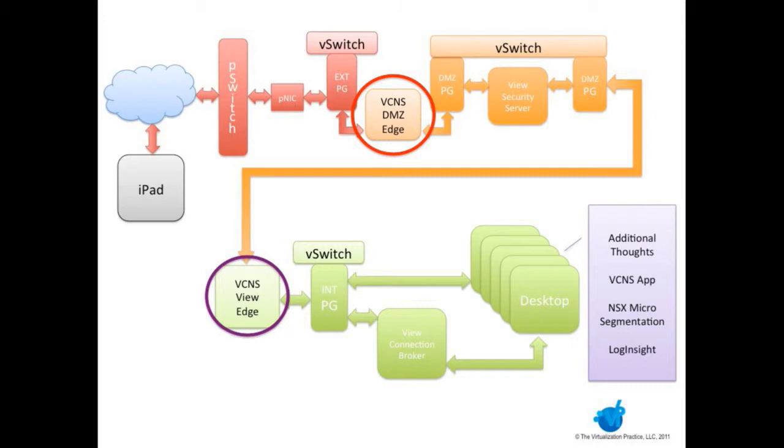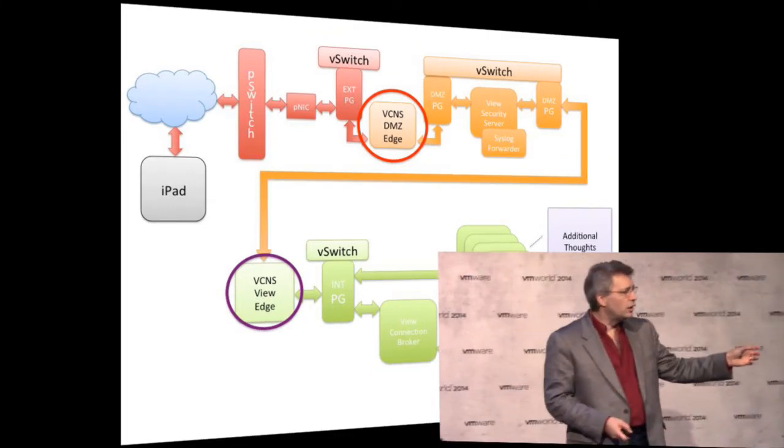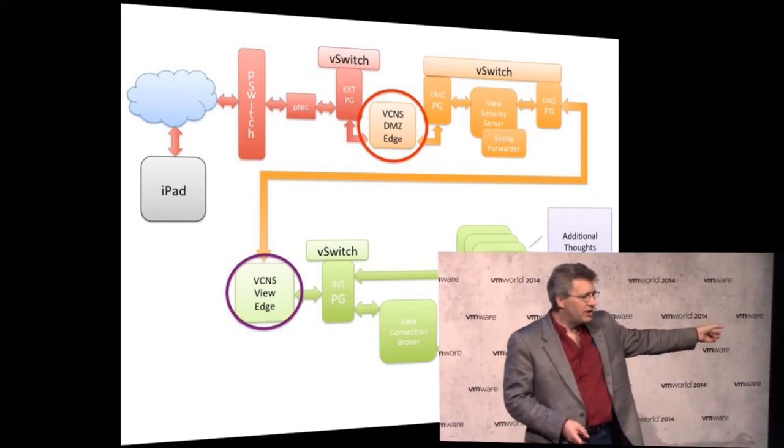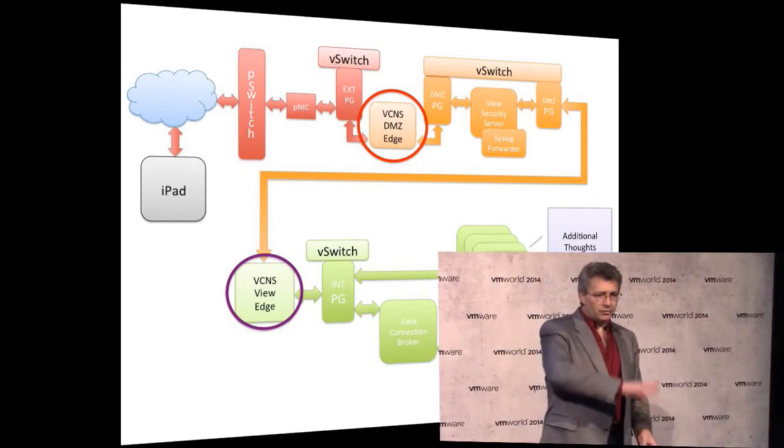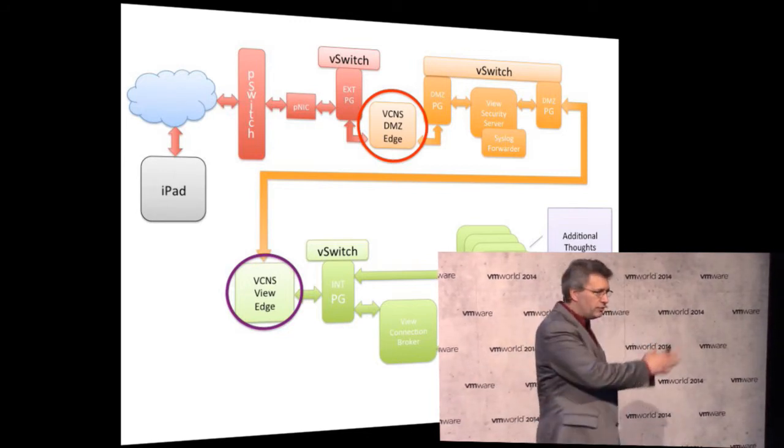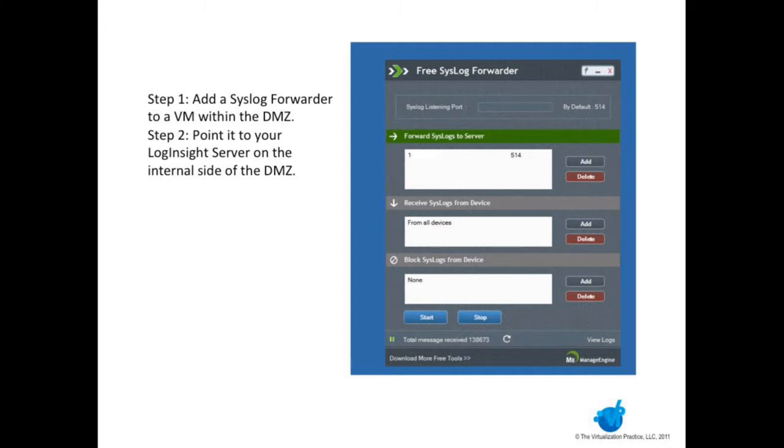So what I did is I added the syslog forwarder to my View security server. I want to have less of a footprint. I only have one VM in this DMZ, literally just one. It's a security server. It's the only thing that belongs there. I have another firewall for everything else. This is purely just for View. So I chose ManageEngine for this. It's free, which is a benefit. It installs easily. You just point it to your LogInsight server, and it forwards all my syslogs.